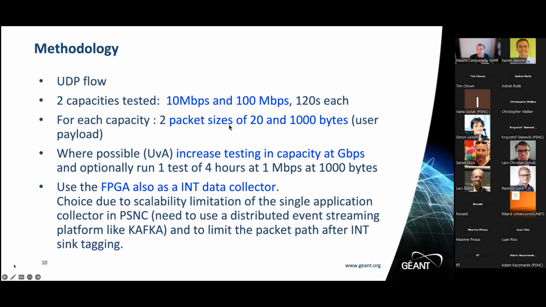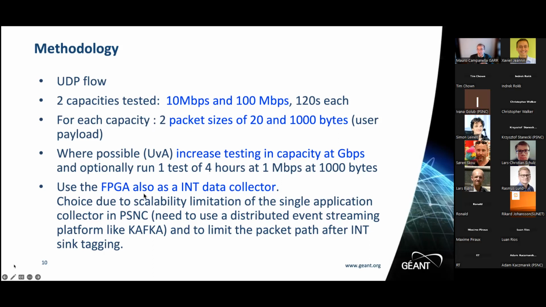And for each capacity, we tested two packet sizes, 20 bytes and 1000 bytes. 20 bytes because small packets are usually the nastier to transport, and 1000 bytes because it's very similar to the average packet size in the internet. We will try to increase the capacity as much as possible where it was possible. That was in UVA, but we had some issues of congestion in UVA that limited us to 100 meg for the time being. We will continue at least up to 5 gig.